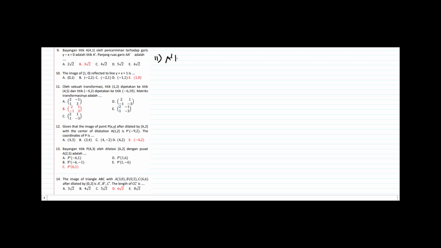1, 2 will give a result of negative 4, 2. 4, 5. And B, negative 4, 2 will give negative 6, 10. The matrix is unknown, so we have to find the matrix.